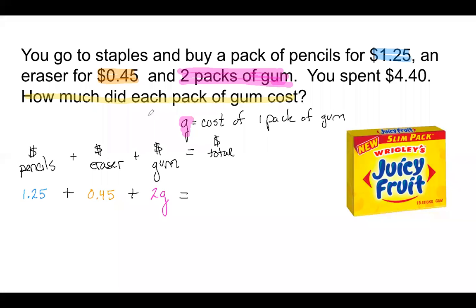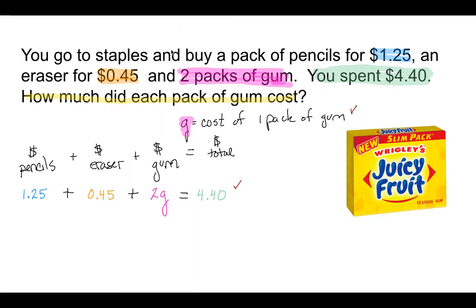And the total amount of money, they don't say total all together. They just said you spent. So you have to interpret that for yourself. That you spent $4.40 means altogether you spent $4.40. So I'm going to put $4.40 for the total. Oh, what a pretty equation. Okay. Define a variable. We did that. Write an equation using that variable. We did that. It is time to solve our equation.